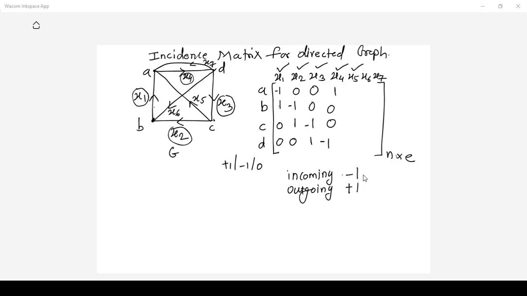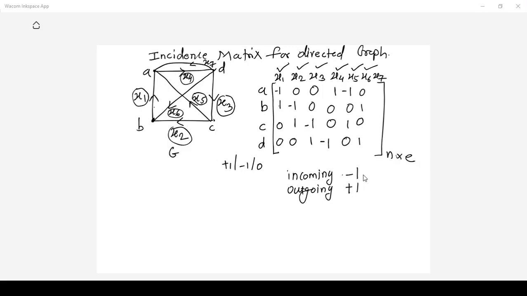Next is edge x5. x5 is the edge that connects vertices C and A, or A and C, rest 0. And x5 is an edge which is incoming at vertex A, so minus for A plus for C. Next stage, that is x6. x6 is the edge that connects vertices B and D, rest will write 0.